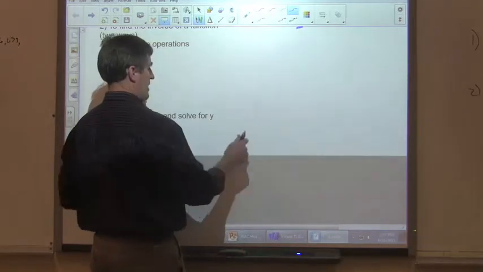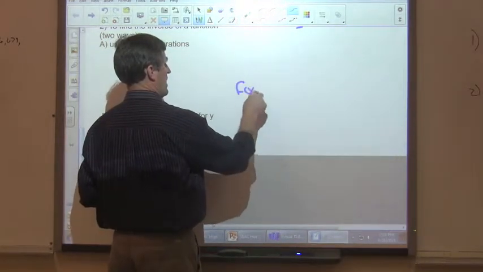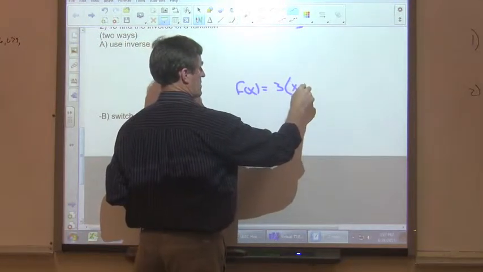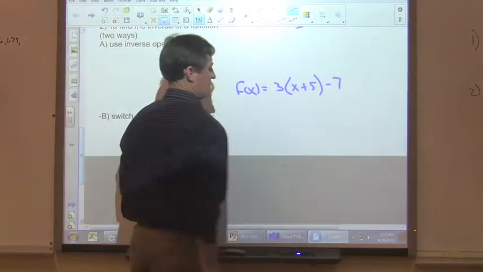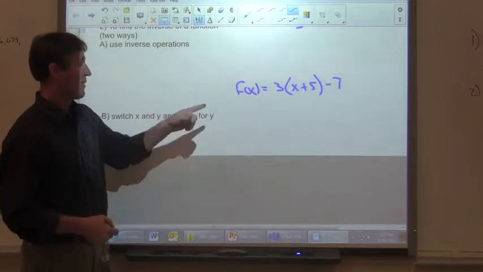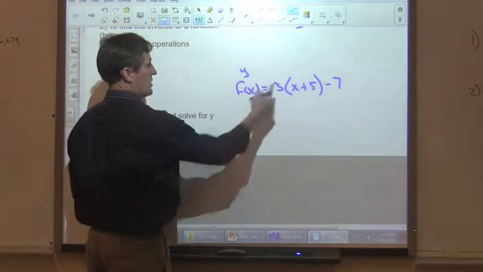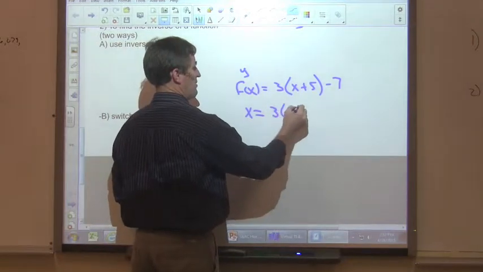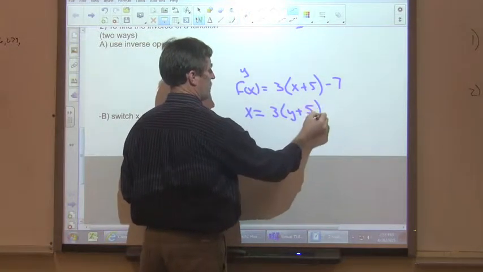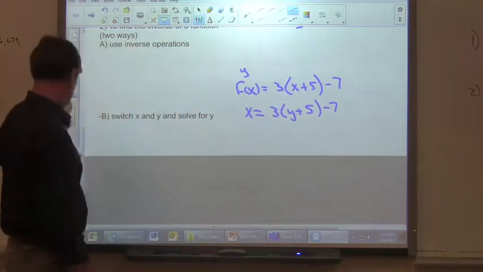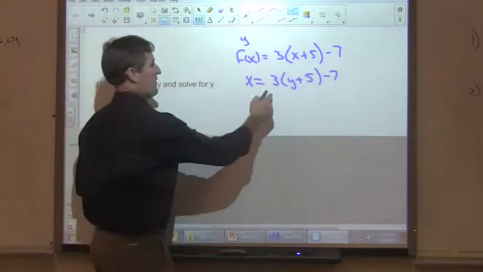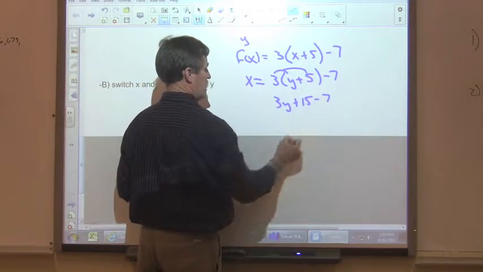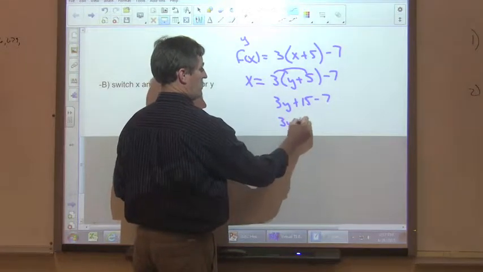So let's say I had f of x equals 3 times x plus 5 minus 7. Let's take a problem of that difficulty. So to find the inverse, remember this is my y value, so I switch my x and y. So x equals 3 times y plus 5 minus 7. So I can simplify this, distribute the 3. 3y plus 15 minus 7, which gives me 3y plus 8.